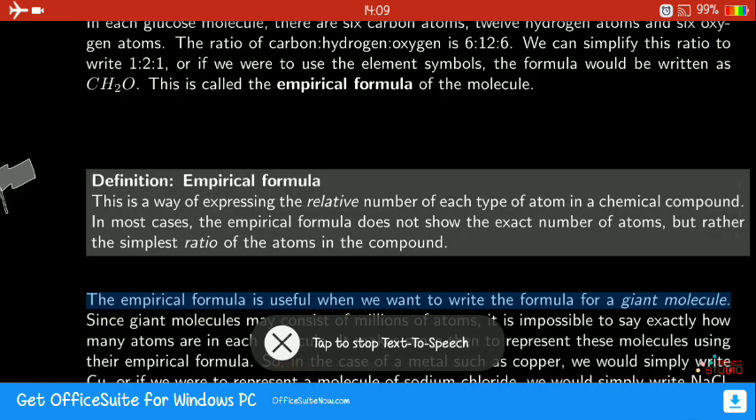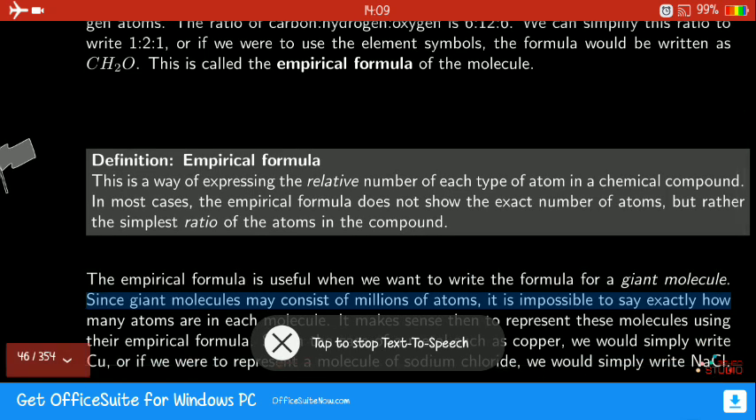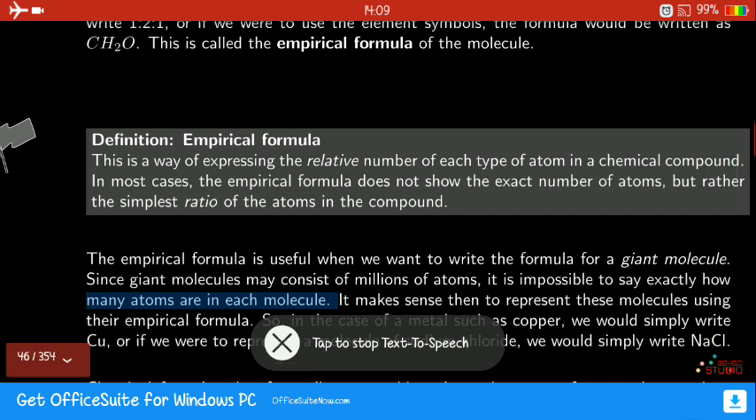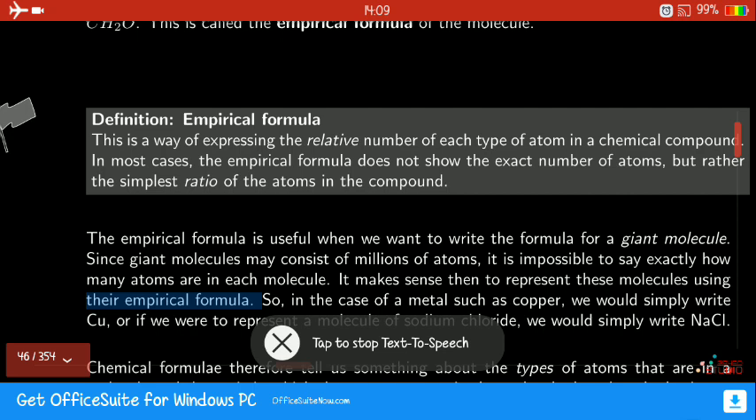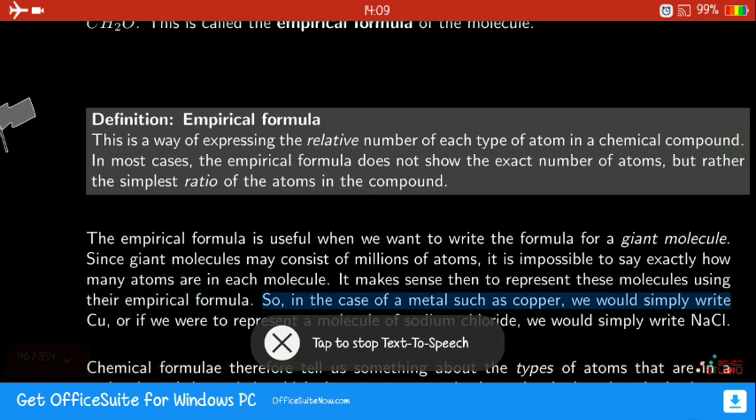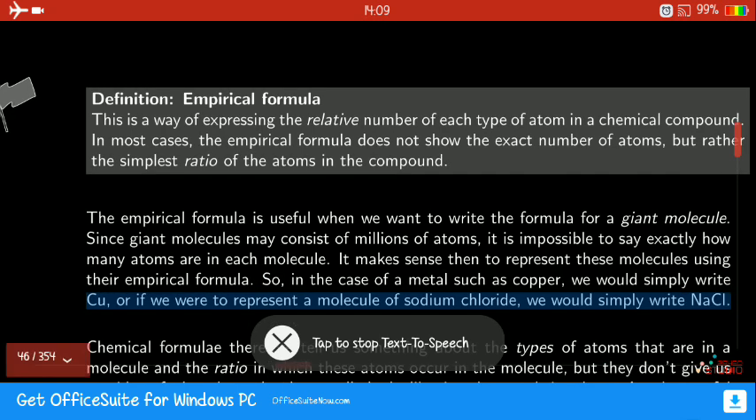The empirical formula is useful when we want to write the formula for a giant molecule. Since giant molecules may consist of millions of atoms, it is impossible to say exactly how many atoms are in each molecule. It makes sense then to represent these molecules using their empirical formula. So, in the case of a metal such as copper, we would simply write Cu, or if we were to represent a molecule of sodium chloride, we would simply write.